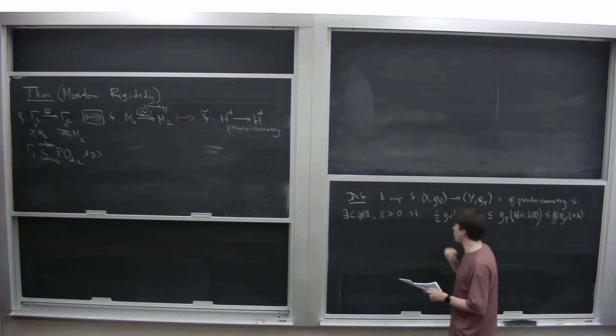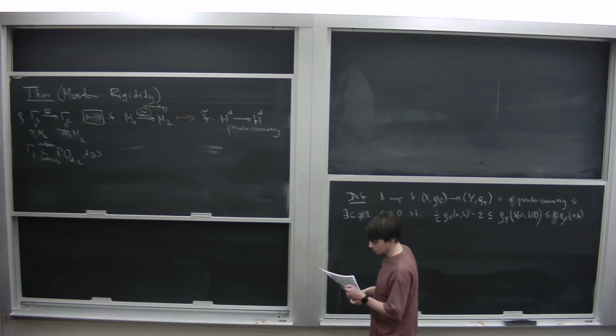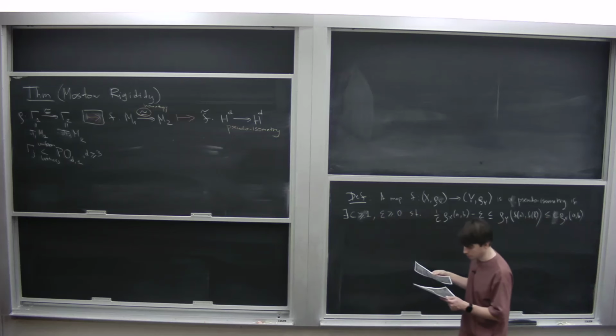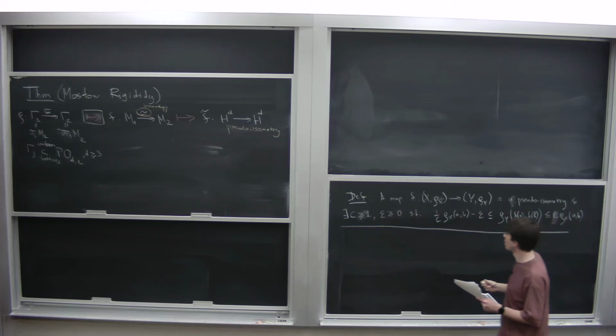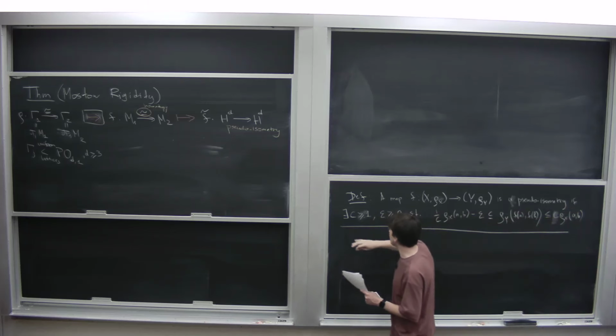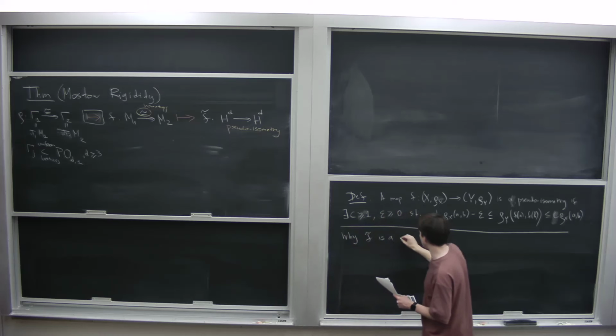All right, so let me think a little bit. I want to give some explanation why f tilde is indeed a pseudo-isometry. Okay, a very rough idea of how to show that f tilde is a pseudo-isometry.